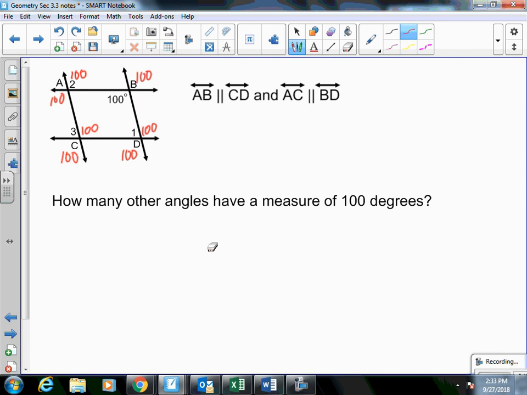So the answer to the question, how many other angles have a measure of 100 degrees? 1, 2, 3, 4, 5, 6, 7 red 100s there. 7 would be our answer.